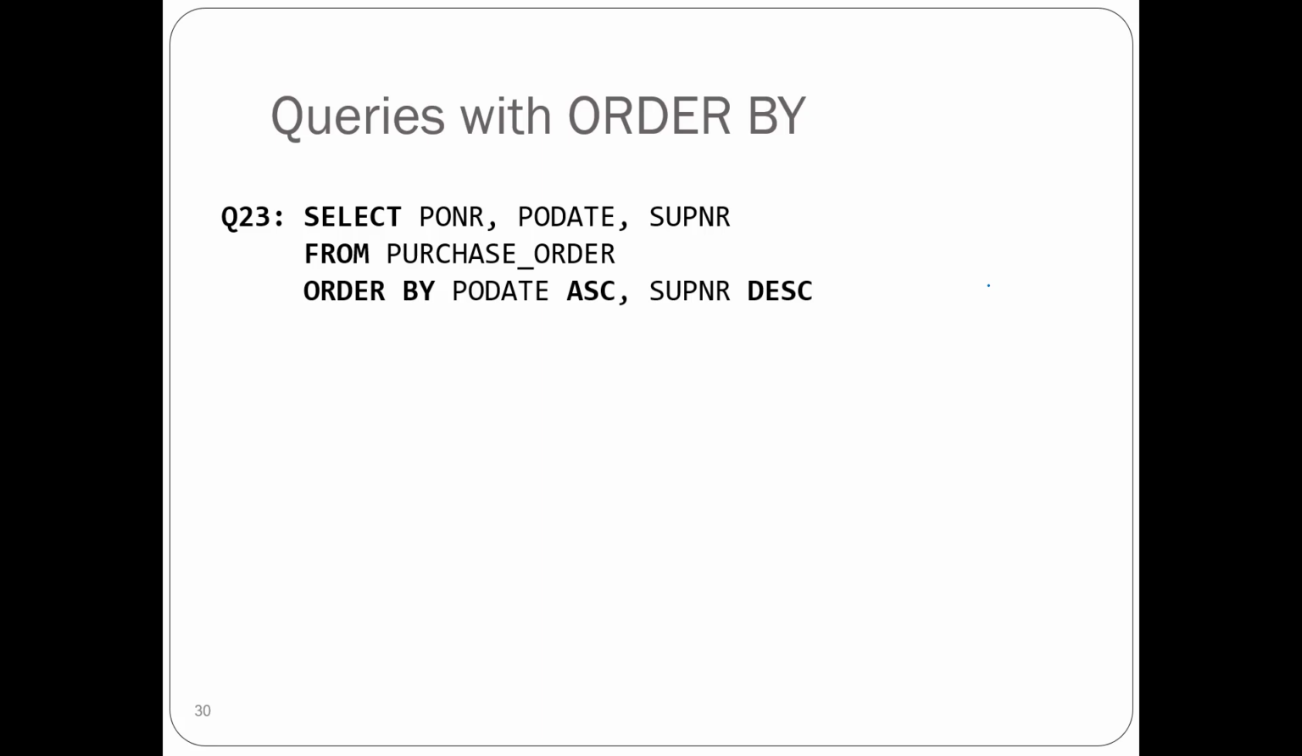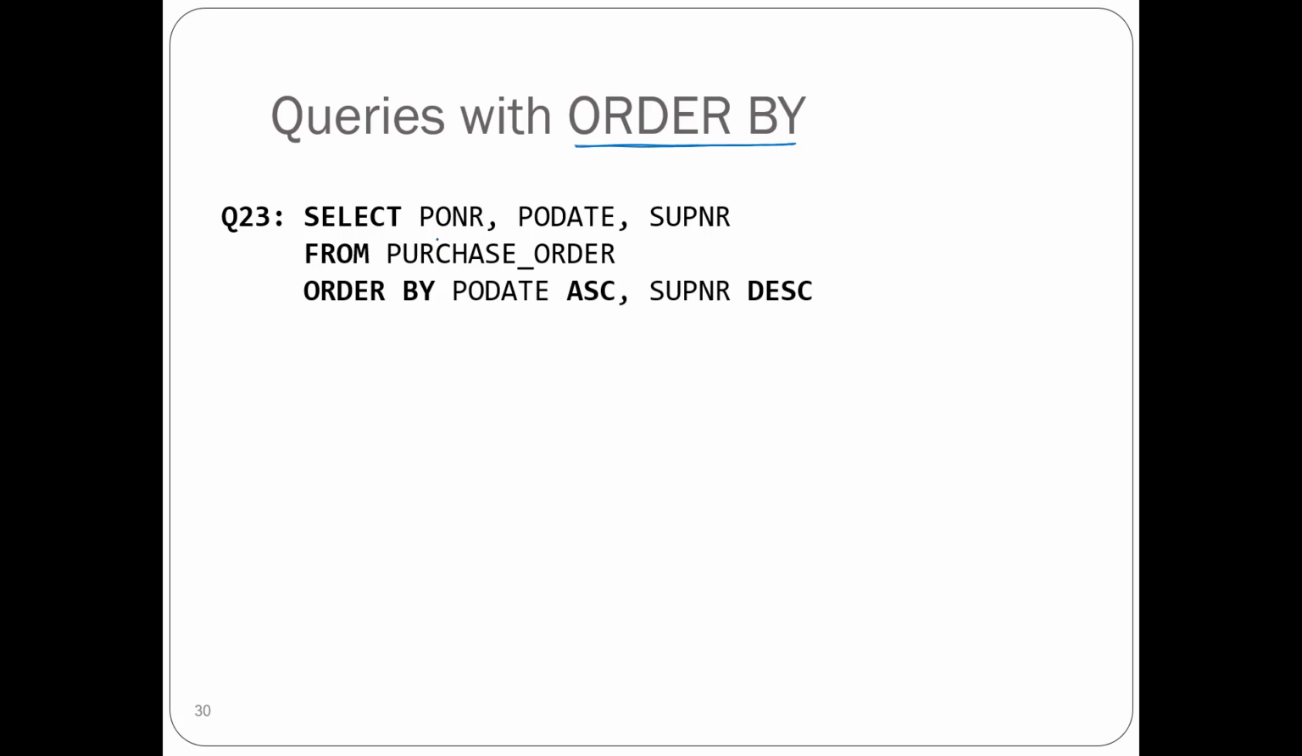Okay, now let's learn about a slightly simpler clause, which is order by. What order by does? Order by is used in presenting the result sorted by one column or more than one column. Okay, so let's look at this query to understand the role of order by.